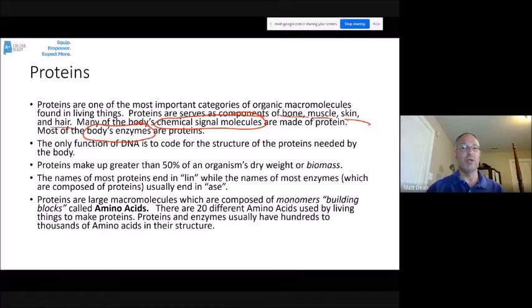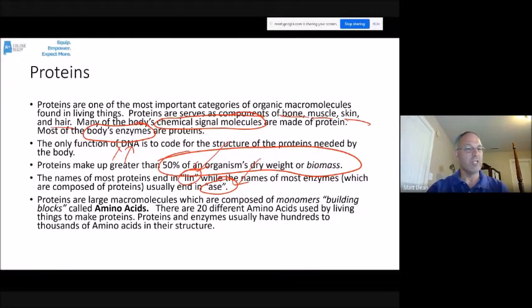And something else that should clue you into how important proteins are, really the only function of DNA is to code for the body's proteins. DNA tells your body which proteins to make and how to make them, and that's really all it does. Proteins make up more than 50% of an organism's dry weight after you take out the water. So they are critically important. Typically, their names end in LIN, except for enzymes, whose names often end in the suffix ASE. So if you see a chemical ending in LIN or ASE, that should clue you in. It's probably talking about a protein.